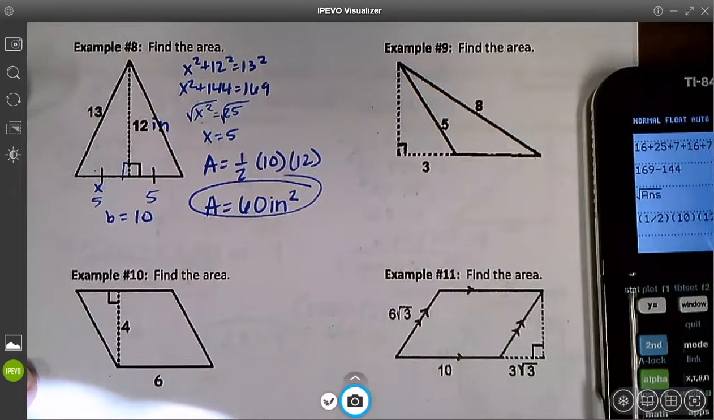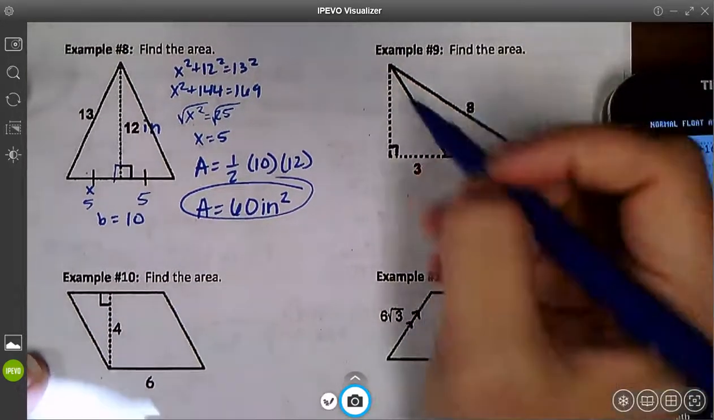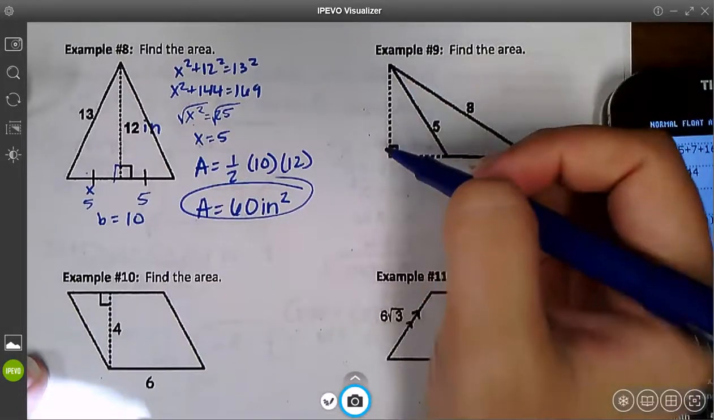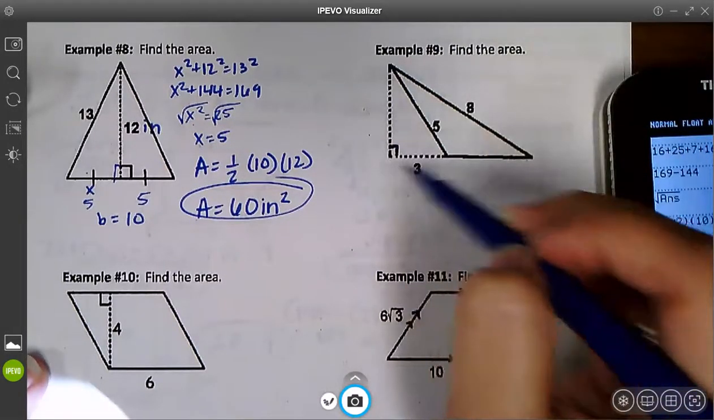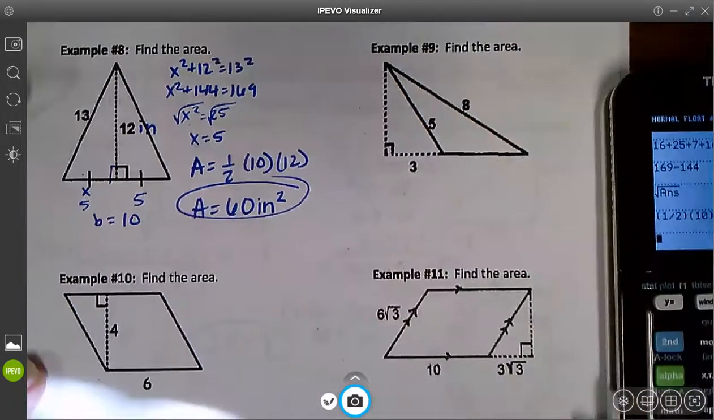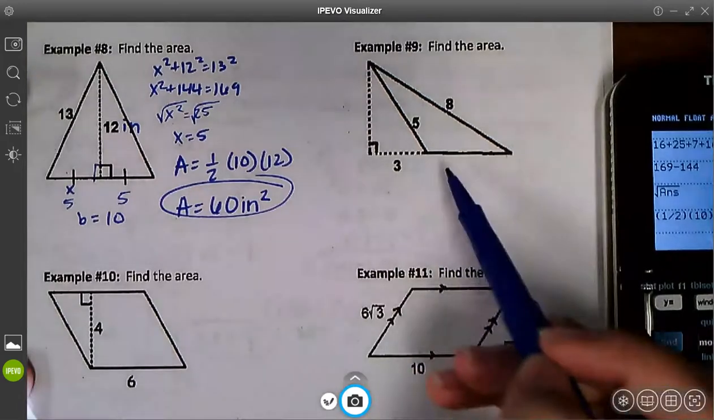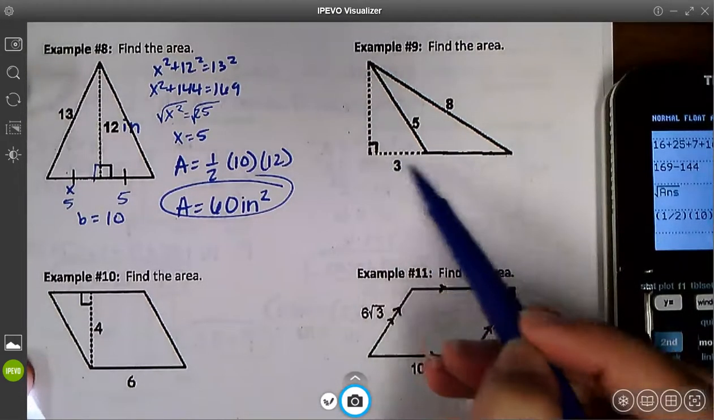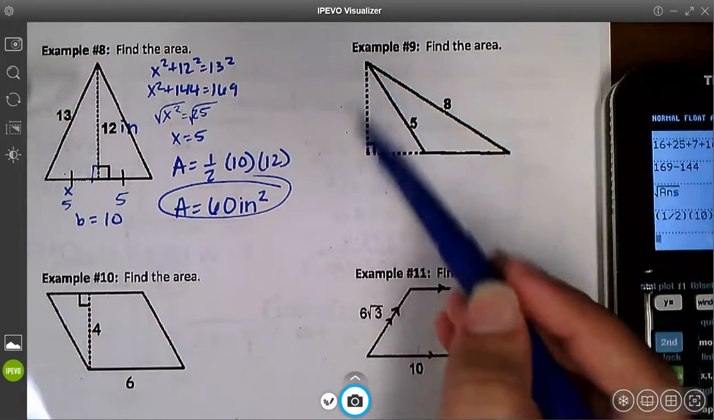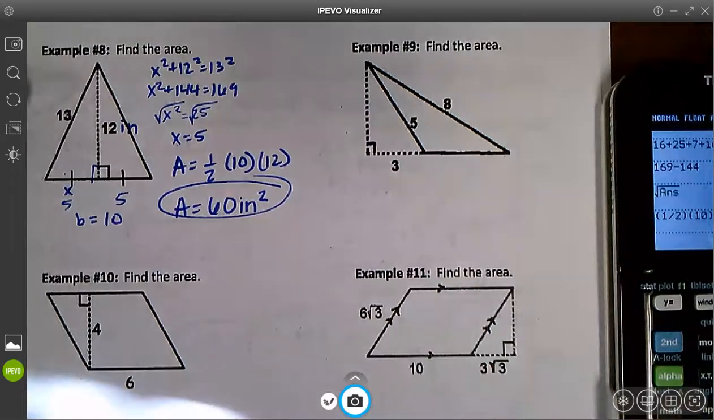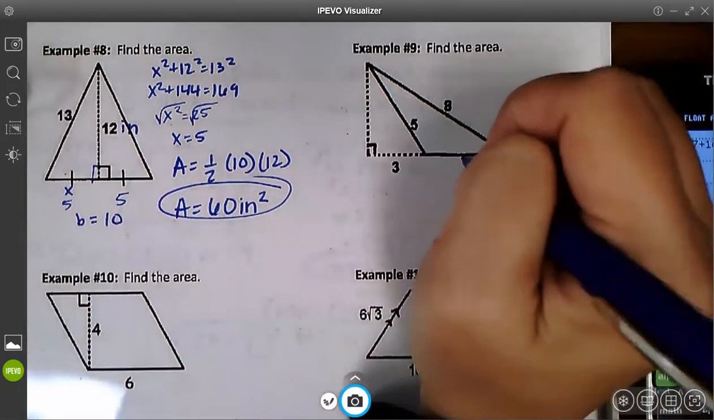Find the area of this triangle. So this one, we don't have the height. The height is out here because it's what's perpendicular to the base. We have this, but we do not have our height. And we also need to find our base here.